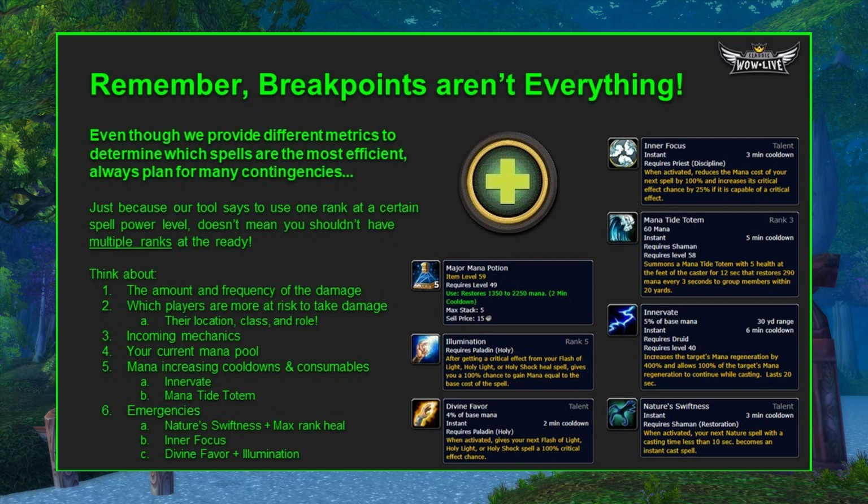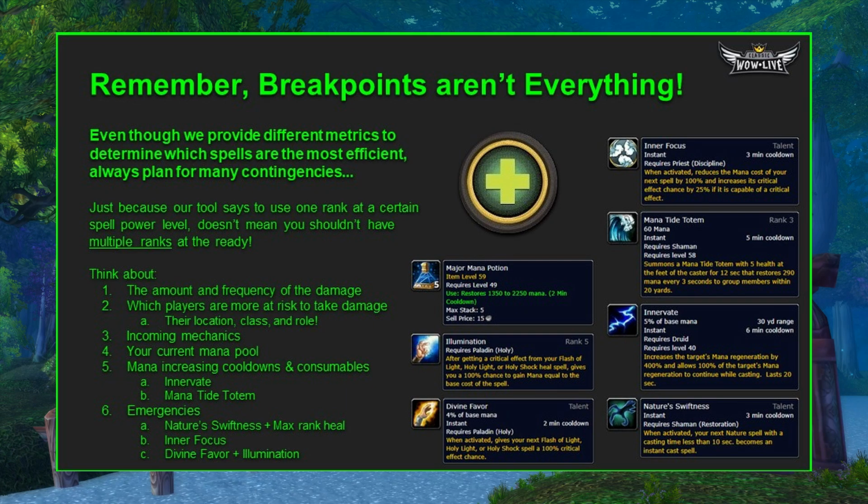I usually keep 3 to 4 ranks of each of my spells available for many different circumstances and situations. As a healer, you should think about the amount and frequency of the damage coming out from the raid encounter or the boss you're fighting, which players are more at risk to take damage. Take into consideration their location in the raid, their class, and their role. Think about incoming mechanics. If you know a certain damage spike is about to come out, you may have to use a larger rank to compensate for that increased damage.